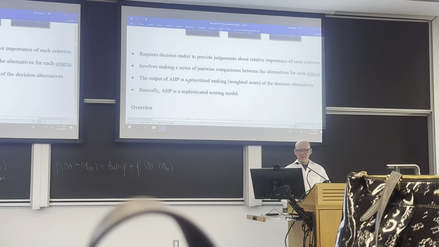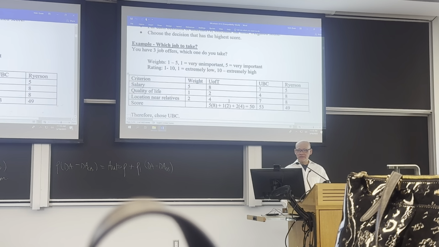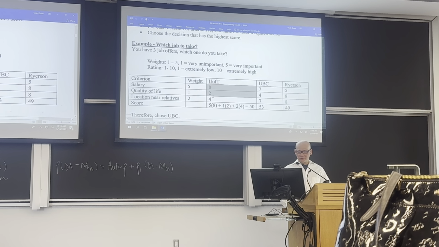The output of the AHP process is a priority ranking or weighted score for the decision alternatives. So basically, AHP is just a sophisticated scoring model. Okay, so instead of this simple way of having weights from 1 to 5, we have a more complicated way to calculate the weights. And instead of having just the scores from 1 to 10, we have a more complex way to calculate the score. But at the end of the day, the goal is to calculate the total weighted score, and whichever alternative has the highest total weighted score, we choose that alternative. Okay.